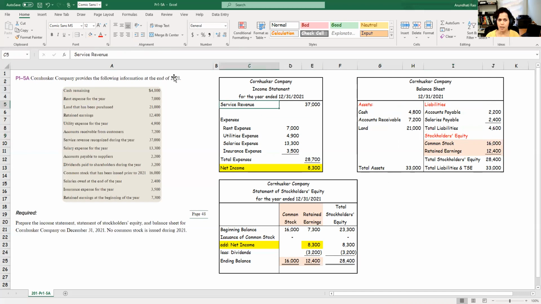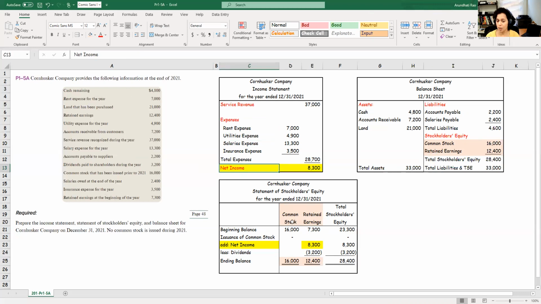Income statement has revenues minus expenses. Let me highlight this one over here. It will give you your net income number. This net income number is going to come into the statement of stockholders' equity. Statement of stockholders' equity is basically explaining the changes in common stock and retained earnings. Those two accounts, those are the two accounts that comprise stockholders' equity, common stock and retained earnings.